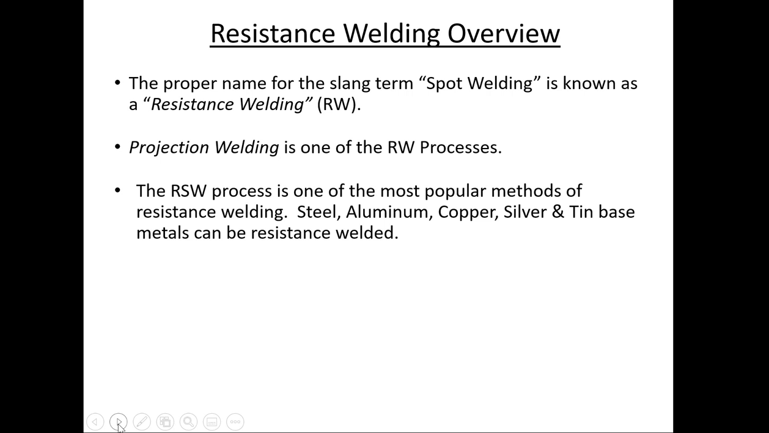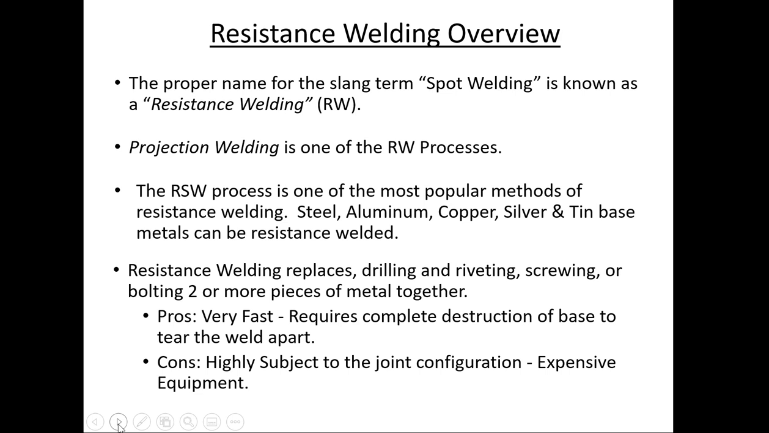The resistance spot welding process is one of the most popular methods of resistance welding. Steel, aluminum, copper, silver, tin-based metals, all can be welded. I've had one chance or another throughout my career to weld all of these, and a lot of things that aren't even there, such as tantalum and titanium. So if you have any further questions, you want to get into this deeper, certainly let me know.